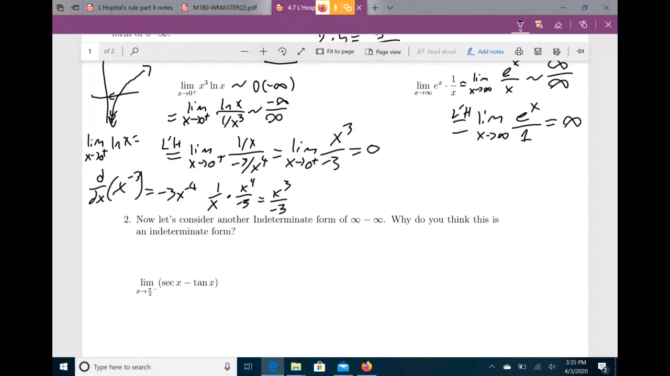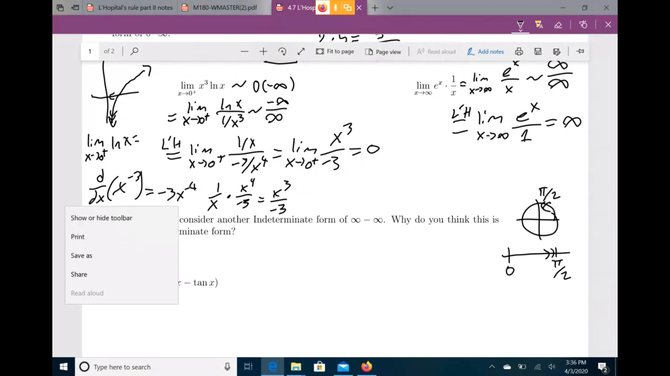Right, so now let's look at this next one, the limit as x approaches pi over 2 from the left of secant minus tangent. Okay, so pi over 2 is the top of the circle, and if I approach it from the left, that means I'm approaching it from the counterclockwise direction. If you think about pi over 2 on a number line, if I'm approaching it from the left, I'm approaching it from angles that are smaller than pi over 2.